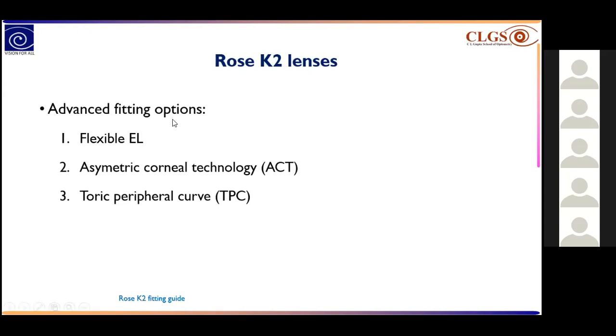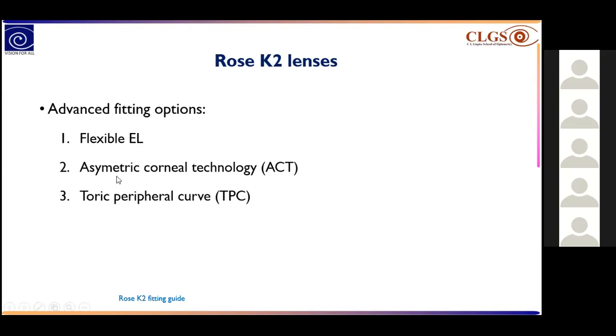First is flexible edge lift. In this you can either flatten or steepen the periphery. If you feel that your center and mid-periphery are fine and the periphery is tight, then you can flatten the periphery without changing the other fitting parameters. And the second option is asymmetric corneal technology, that is ACT.